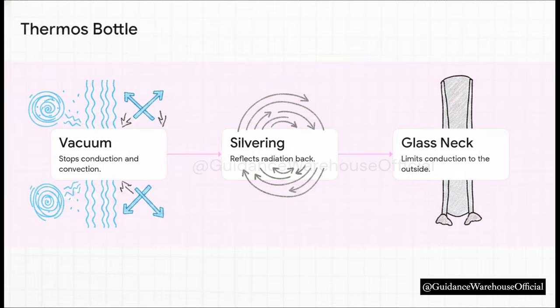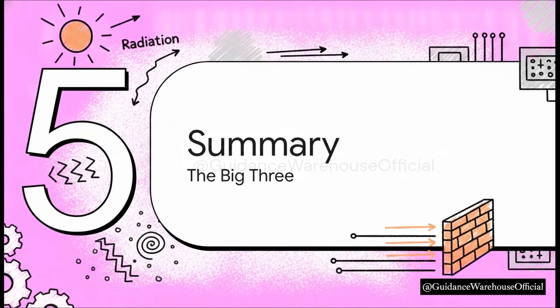Step 2. The silver coating on the walls acts just like a mirror to literally reflect radiation back into the liquid. And Step 3. The only physical connections between the inside and outside are the thin glass neck and some rubber supports at the base. These are incredibly poor conductors, effectively choking off that last remaining avenue of heat transfer. Pretty brilliant, right? Let's wrap things up with a summary.